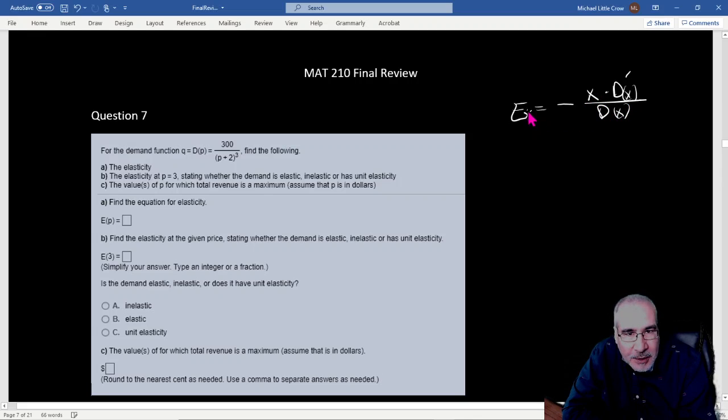I guess I should put my little x here. E of x, the elasticity, is equal to this: the derivative of the demand function over the demand function times x. And that's coming from price and demand and revenue and all that kind of stuff.